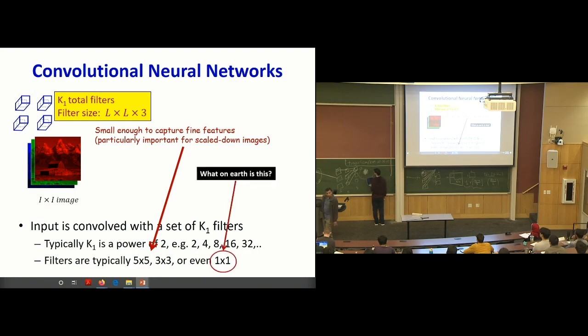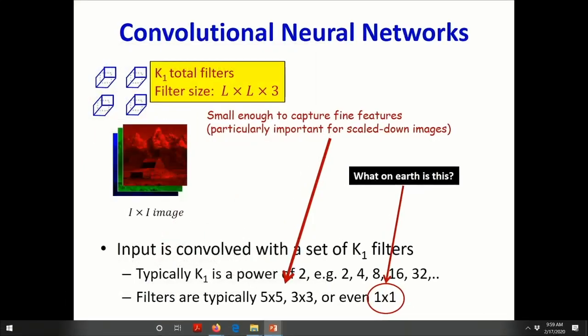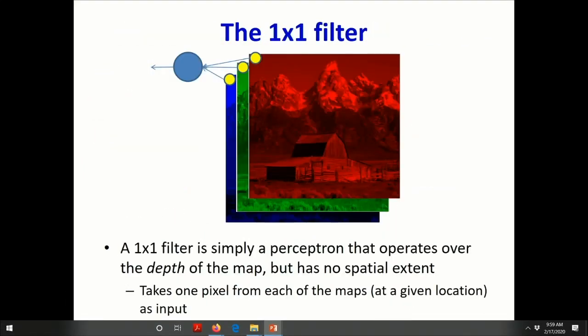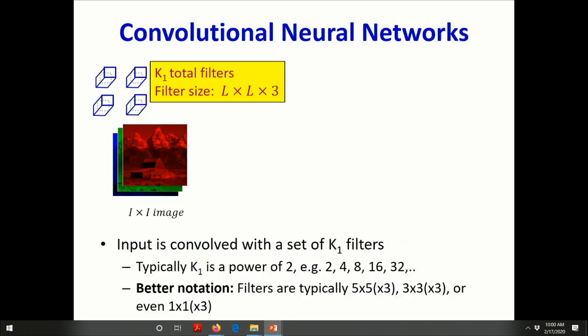But then there's this crazy thing. What is a 1 cross 1 filter? It's not really looking for a pattern, right? A 1 cross 1 filter, it just turns out, is just a simple MLP, which is looking at 1 pixel location through the depth, right? It's just a single perceptron, not even an MLP. It's just a single perceptron which is looking at 1 pixel through the depth.